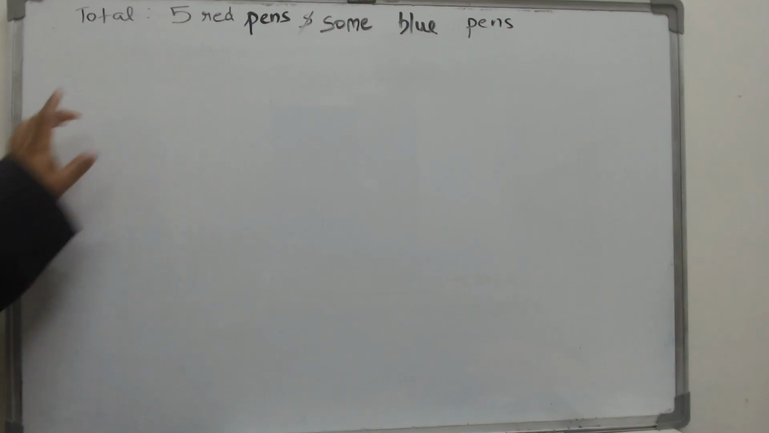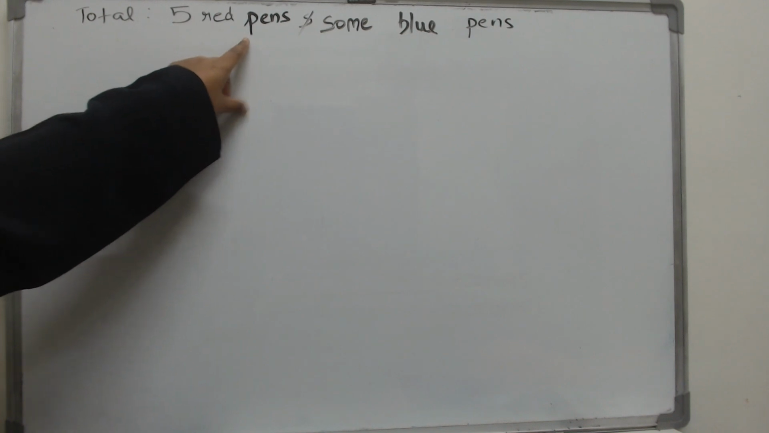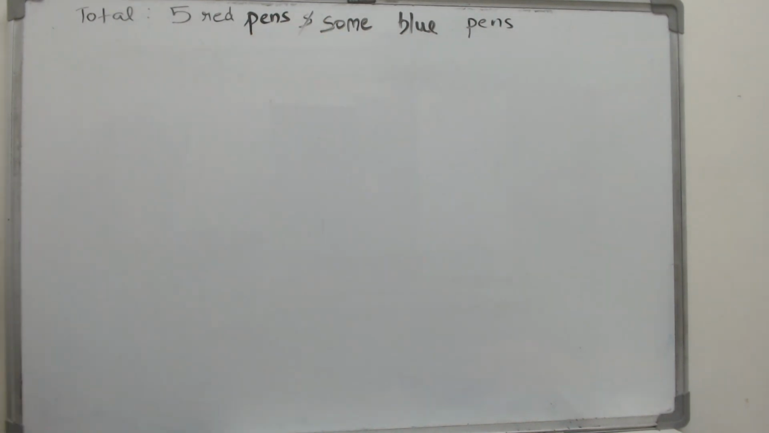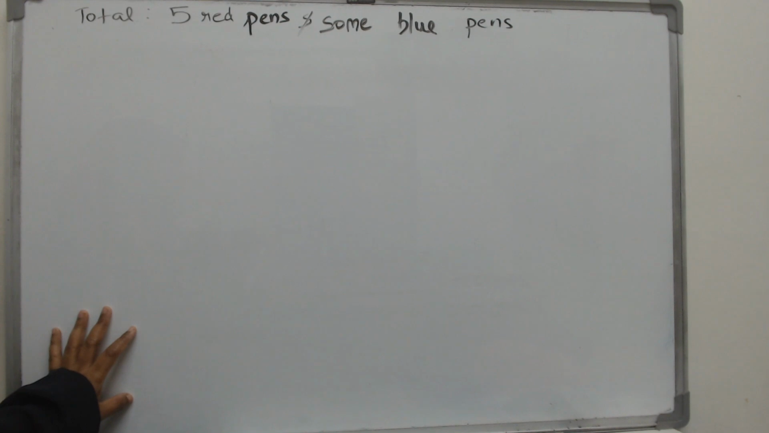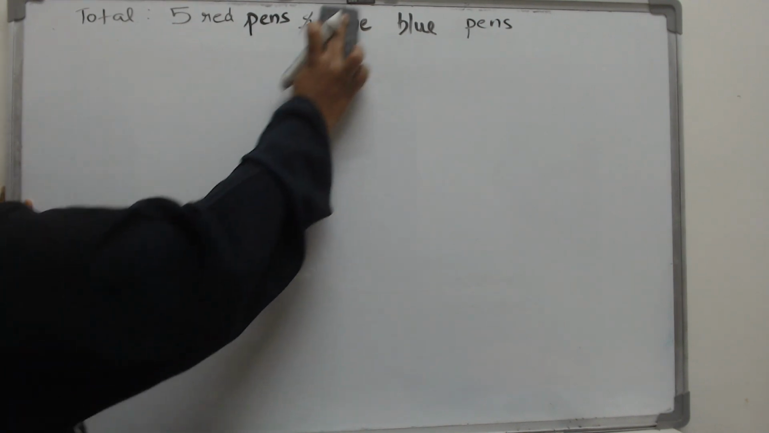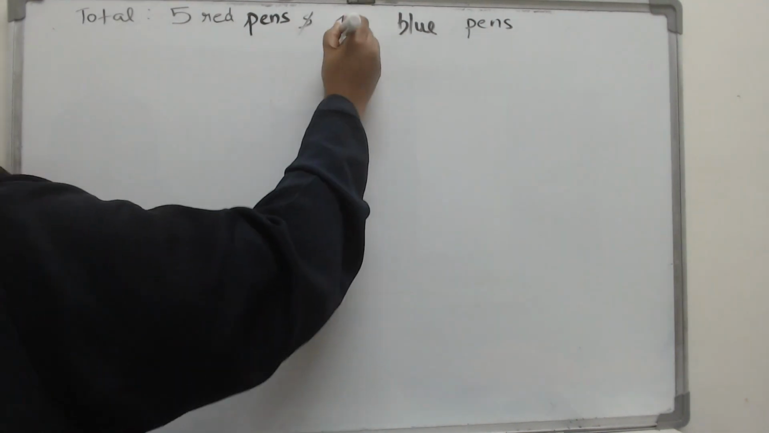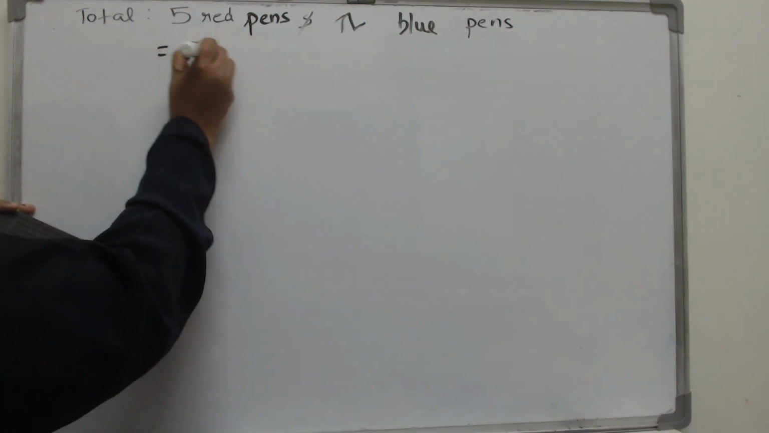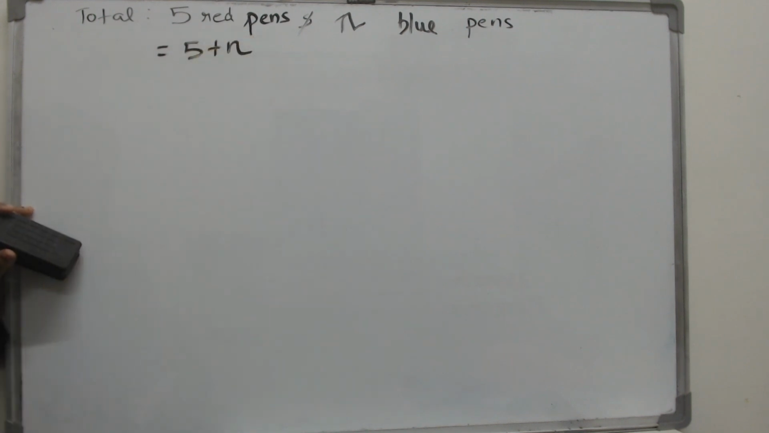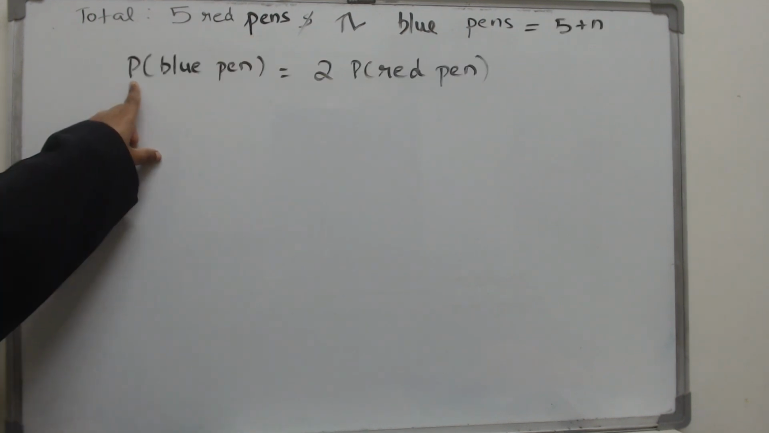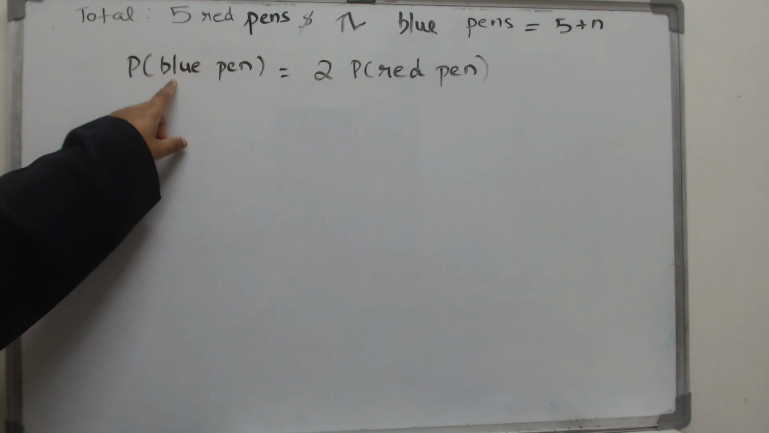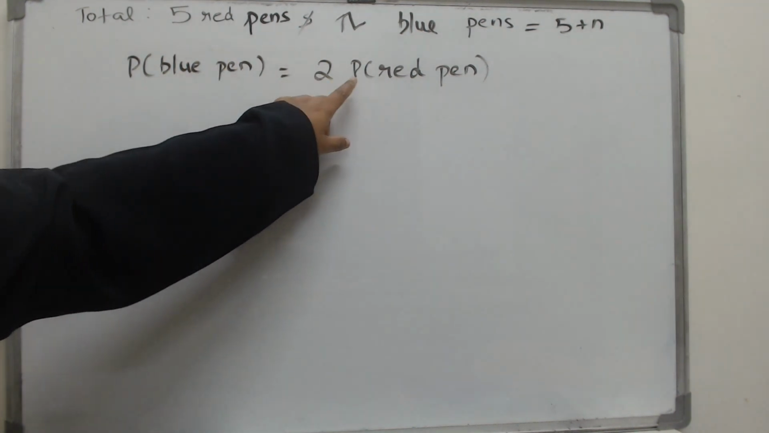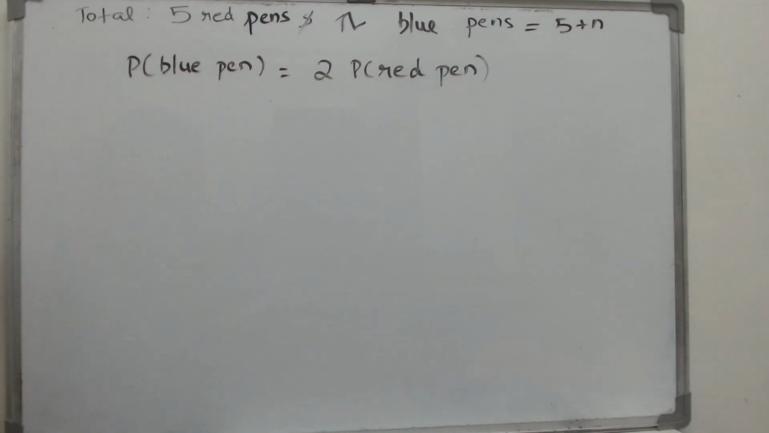In a bag, there are 5 red pens and there are some blue pens. What we need to find is how many blue pens are there. Suppose there are n blue pens. So totally how many pens do we have? We have 5 plus n pens. Now what else is given? The probability of picking up a blue pen is 2 times the probability of picking up a red pen.